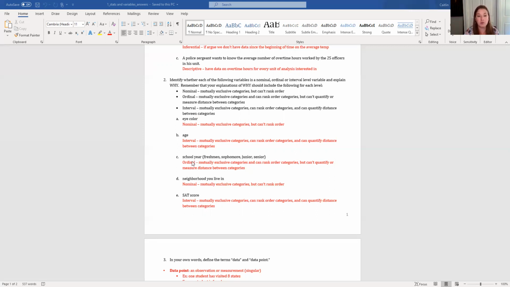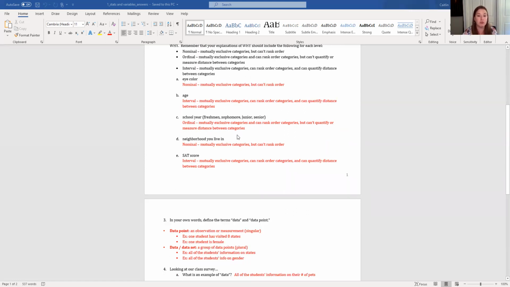If instead this one for school year was number of years spent in college, right? And people's answers were 1, 2, 3, 4, 5, 6, 7, then that would be interval, because then we can appropriately quantify or measure the distance between categories because it's a numeric value. So the helpful tip here is if it's a numeric value, that should tip you off that it's going to be interval. Next one is the neighborhood you live in.